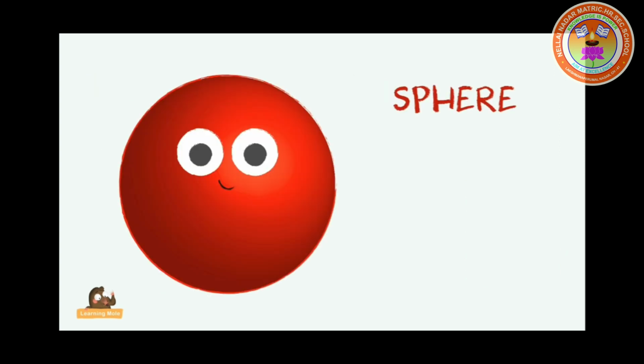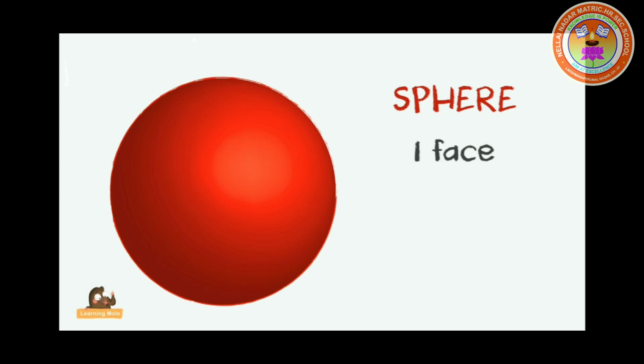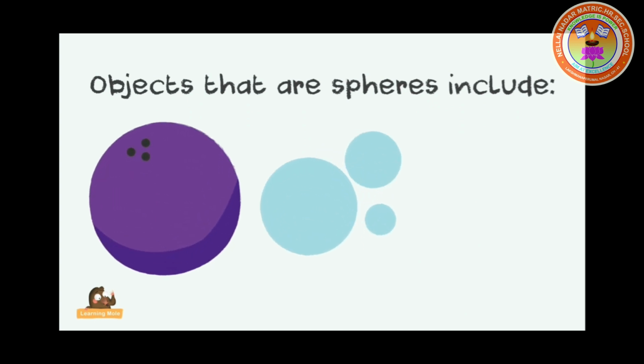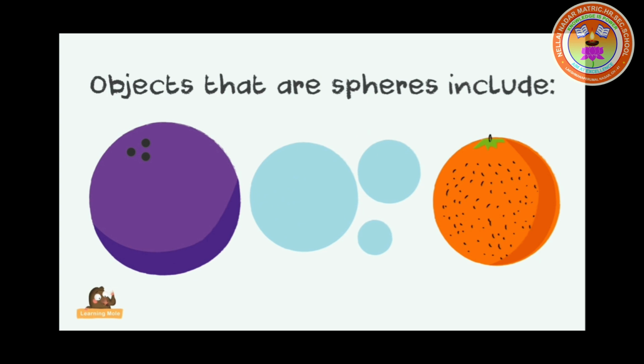Next we'll see about sphere. It is a closed curved surface and it has no vertices and no edges. It has only one face. Zero vertices and zero edges. It is a closed curved surface. Some examples for sphere are ball, bubbles and orange. These are all some examples for sphere.